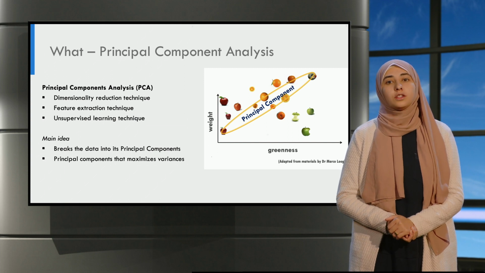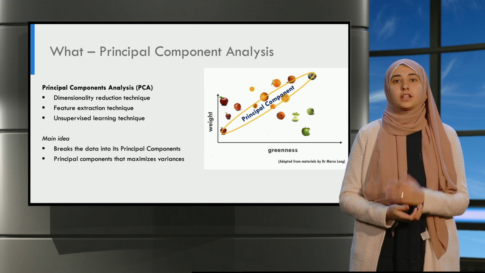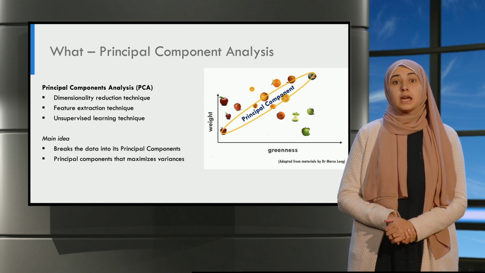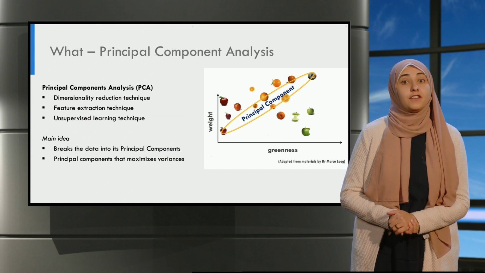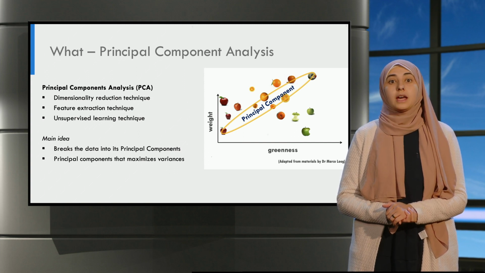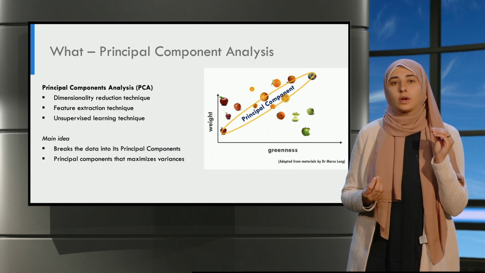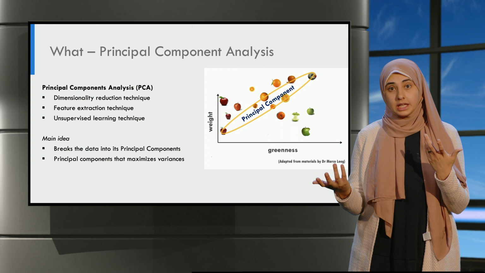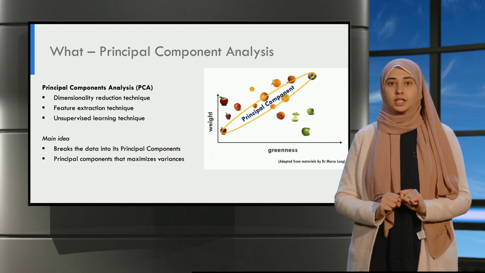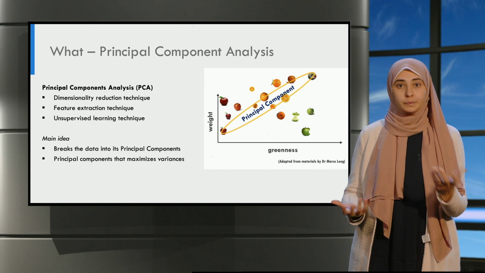PCA is an unsupervised learning technique. Therefore, PCA does not consider the labels of our data points. PCA only considers the features that represent each data point in space. In the example of apples and oranges, PCA will only look at the features, weight and greenness, without taking into consideration if it's actually labeled as an apple or an orange.